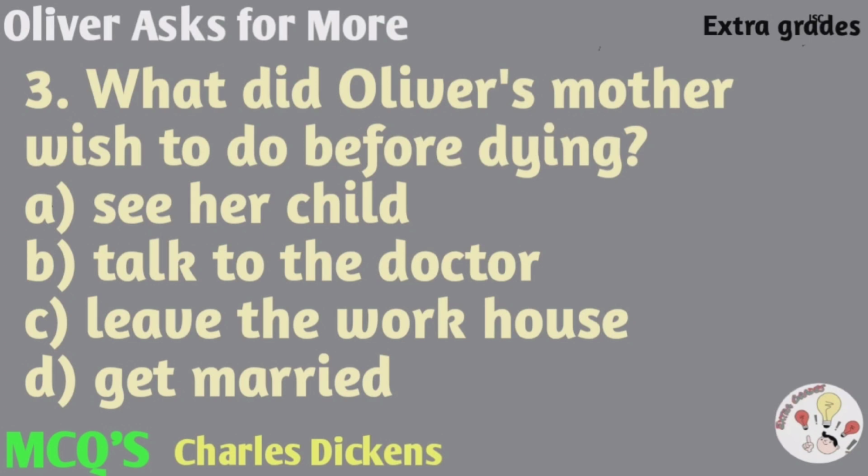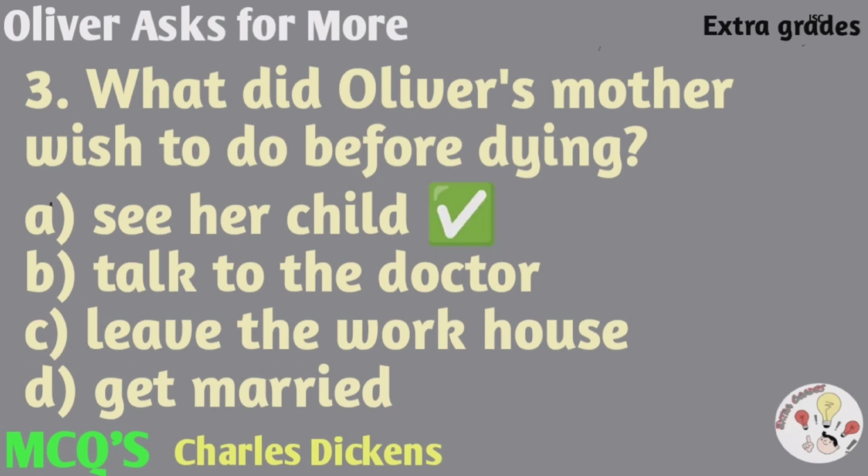Question number 3. What did Oliver's mother wish to do before dying? The options are A, see her child, B, talk to the doctor, C, leave the workhouse, D, get married. And the correct option is A, see her child.